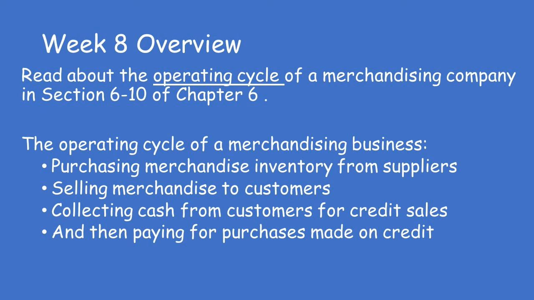Finally, make sure you check out section 610 in chapter 6 about the operating cycle of a merchandising company. Here's basically how it works. The owner or the business people running the company would purchase merchandise inventory from suppliers for either cash or on credit, and then they would sell that merchandise to customers, again, for either cash or credit, and then they would collect cash from customers who had the credit sales, and then they need to find a way to pay for the purchases that they made on credit.